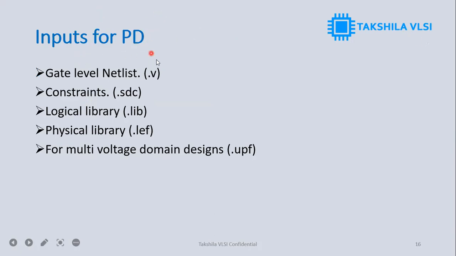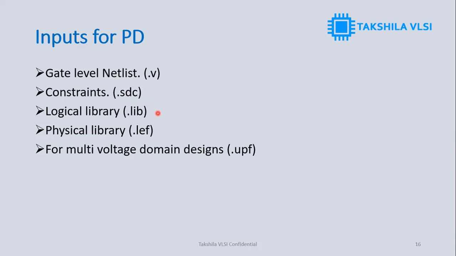Before starting the physical design flow, you need to know the input files required. The first file is the gate level netlist file, or .v. This file we'll be getting from the synthesis people. It is technology dependent. Next is the constraints file, SDC file, Synopsys design constraints. This file contains all the clock information, how many clocks and how much clock period is required.